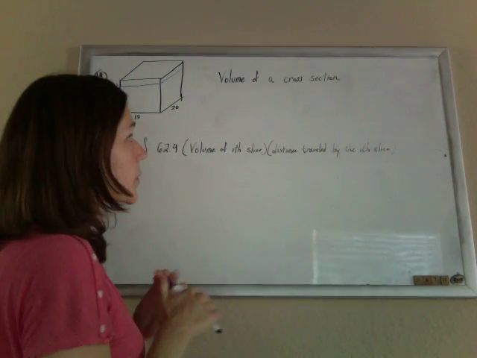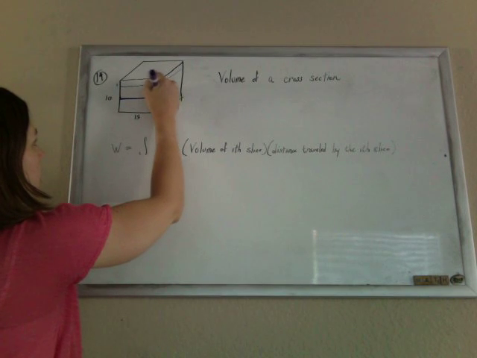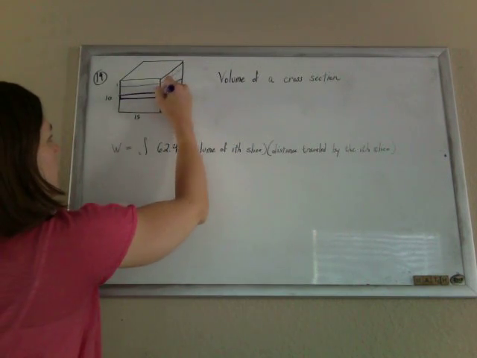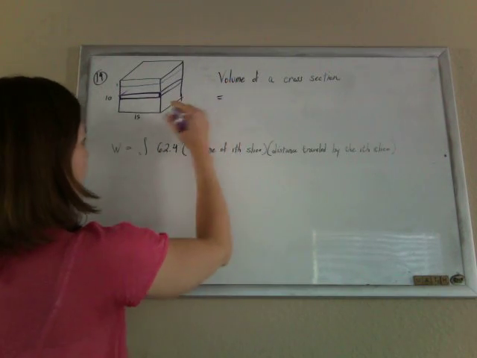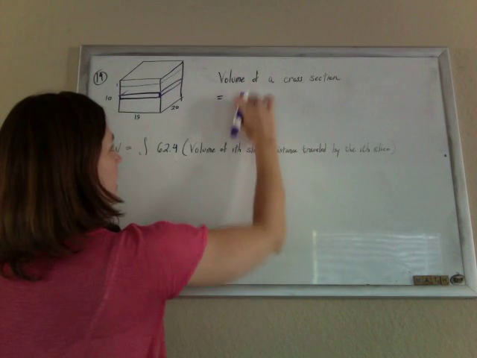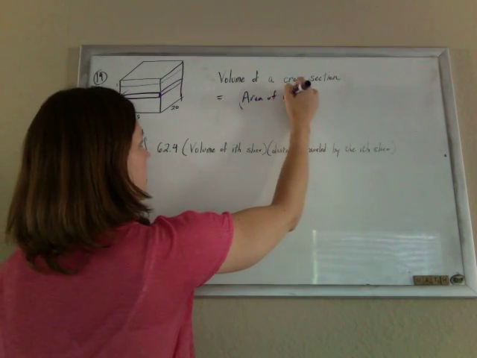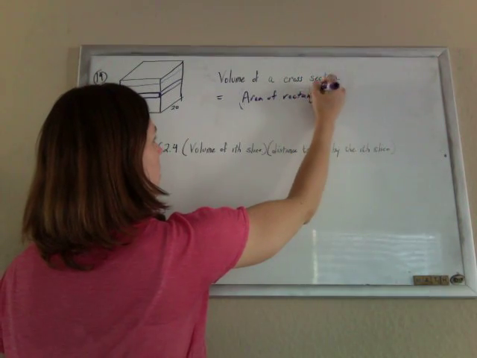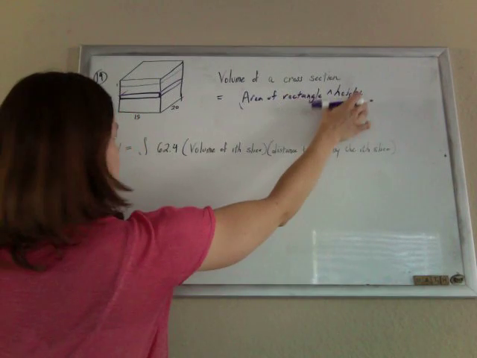Alright, so the first thing we've got to do is find the volume of a cross section. So we draw in a little cross section here, and we notice that it is a little rectangular prism. And any prism is the area of the base, which is a rectangle, so we've got the area of the rectangle times the height. So any prism, area of the base times the height.